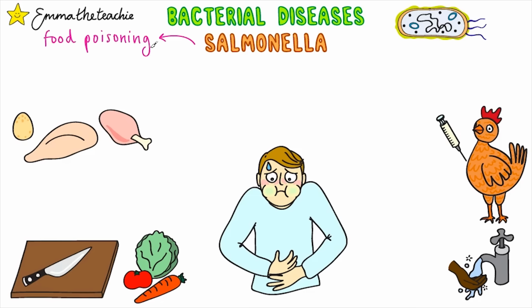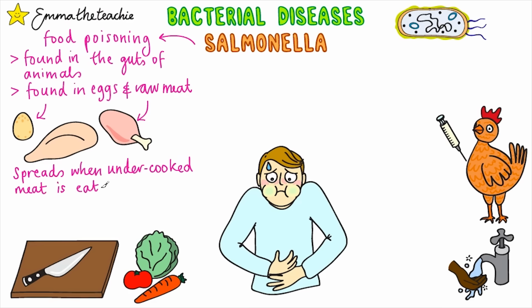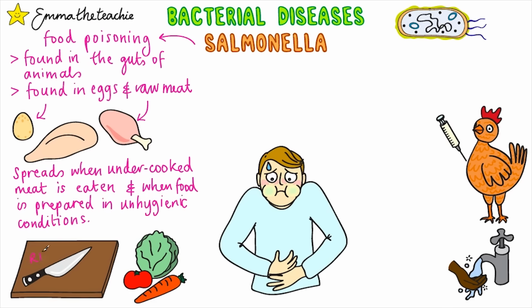Salmonella is a common form of food poisoning. It's a bacterium found in the guts of many different animals, and it can also be found in eggs and raw meat. It spreads when undercooked meat is eaten, or when food has been prepared in unhygienic conditions. For example, if a knife or chopping board were used for raw meat, and then used to prepare a salad without being washed, the salad would get contaminated with the Salmonella bacteria. This is spread by direct contact.